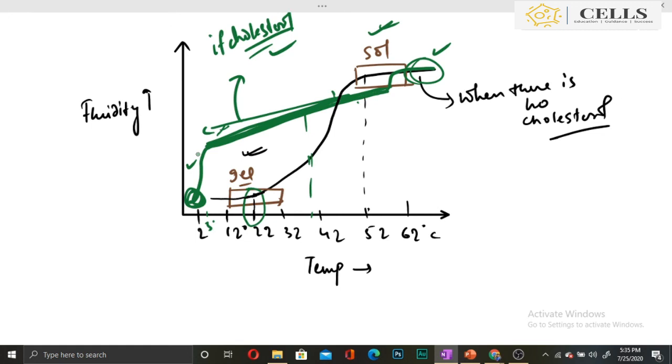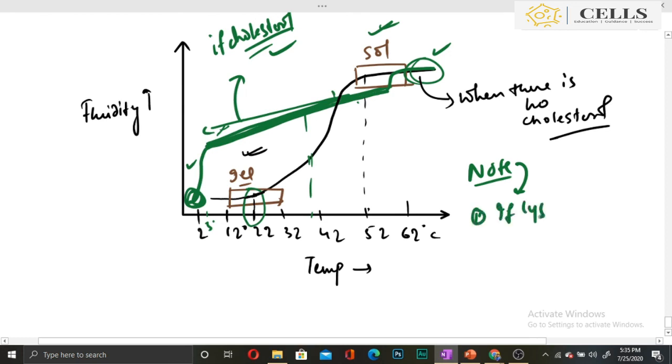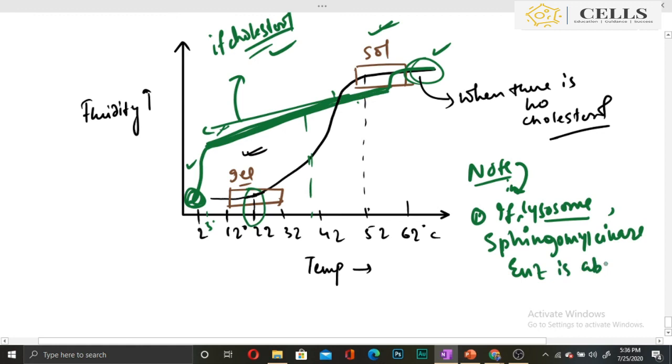Okay, so today this was mainly all about, and I will just add the last section, the last portion: another kind of lysosomal storage disease you have to know. If in the lysosome the sphingomyelinase enzyme is absent, then what will happen in the lysosome?